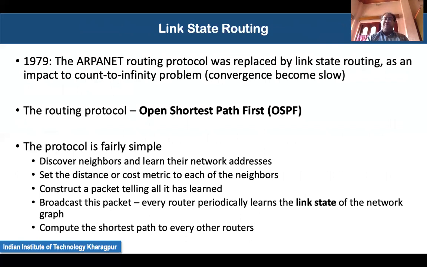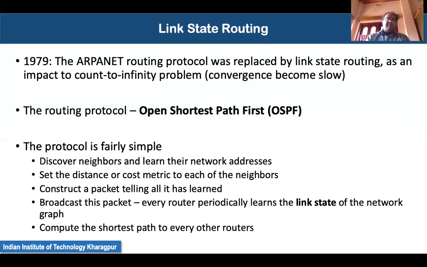Typically before 1979, the default ARPANET protocol was the Routing Information Protocol, which is a distance vector routing protocol. Starting from 1979, the ARPANET routing protocol was replaced by a link state routing protocol. Because of the count to infinity problem, the convergence became slow, and they thought of another class of routing protocol over the internet, which is link state routing.